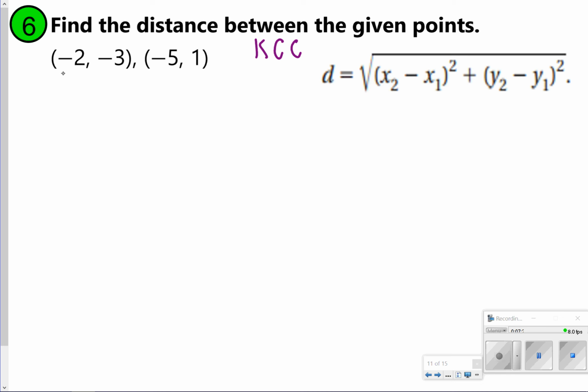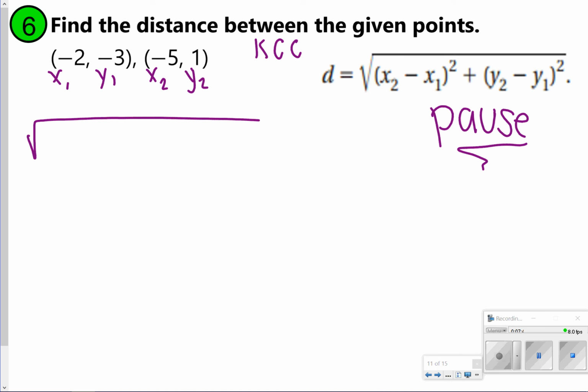Okay? Let's go ahead and pretend x1, y1 is the first one. Not pretend, real life here. And x2, y2 is the second one. Let's go ahead and pause now so you can try it, and once you're done, click play to check your work. Alright, we're finding the square root of x2 minus x1, so negative 5 minus negative 2 squared, plus y2 minus y1, 1 minus negative 3 squared.